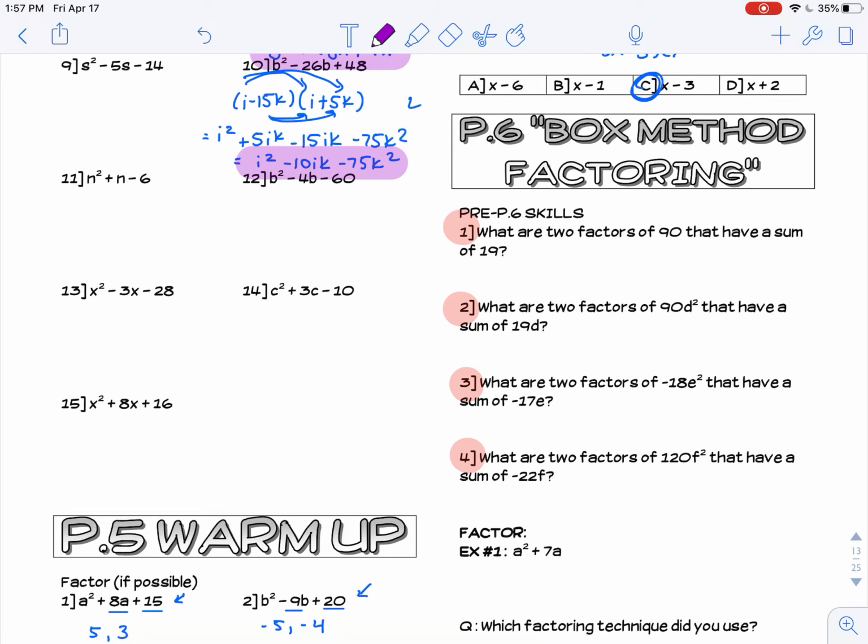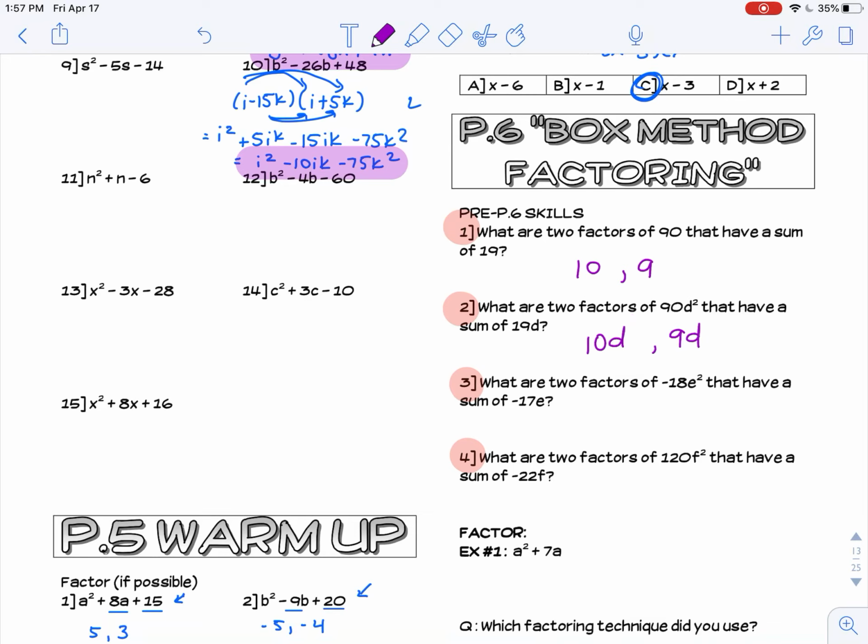Alright, so question 1. What are two factors of 90 that have a sum of 19? That would be 10 and 9. 10 times 9 is 90. 10 plus 9 is 19. Now, what two factors of 90d squared have a sum of 19d? Well, if we have 10d times 9d, that would give us 90d squared, right? Invisible ones. Add the exponents when you're multiplying. But if you just add 10d and 9d, you would just get 19d.